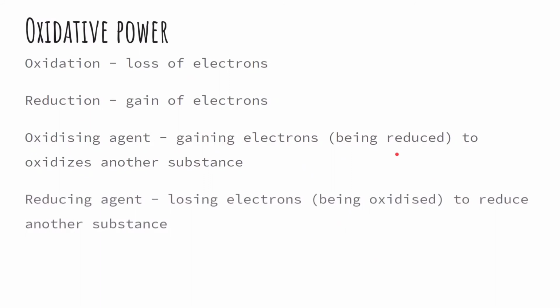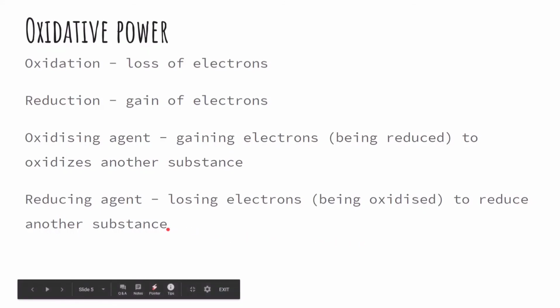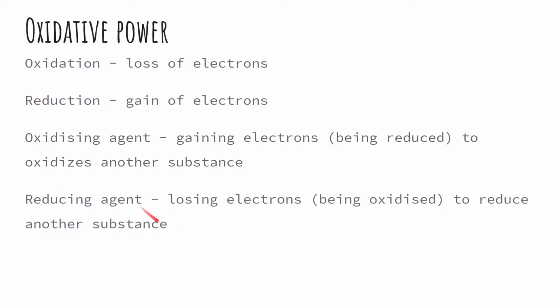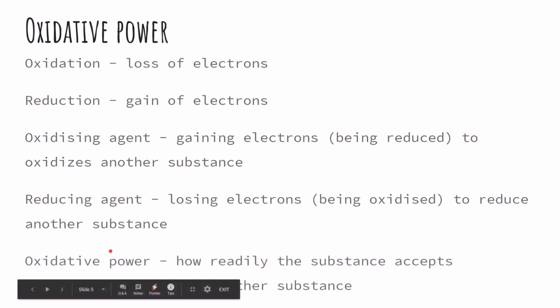A reducing agent is the opposite. A reducing agent loses electrons, being oxidized itself in order to reduce another substance. So to reduce another substance, a reducing agent is oxidized. And this brings us to oxidative power. Now, oxidative power is how readily the substance accepts electrons from another substance.